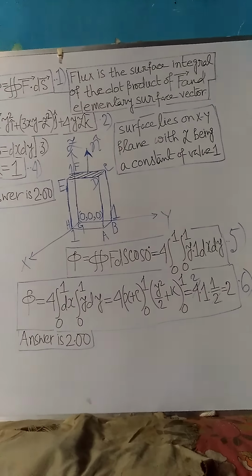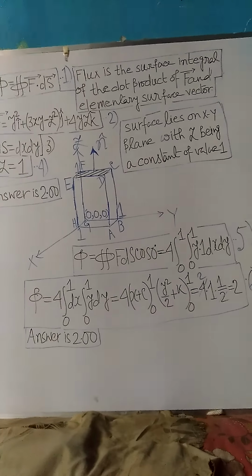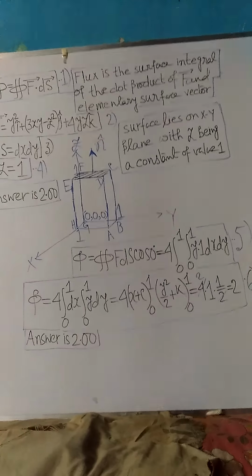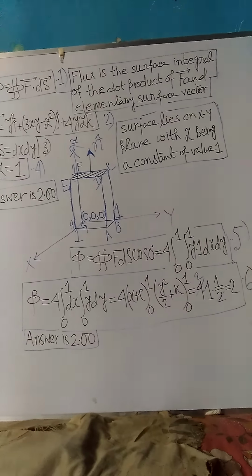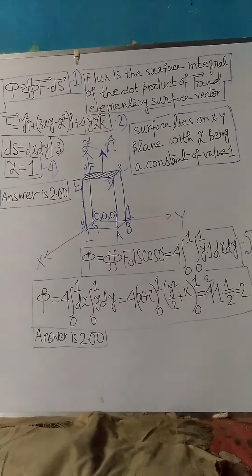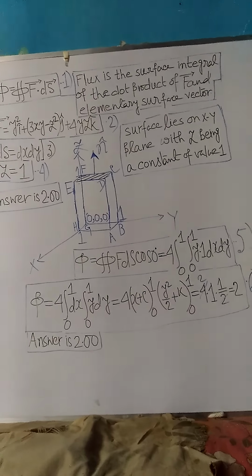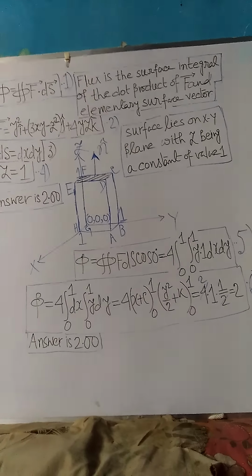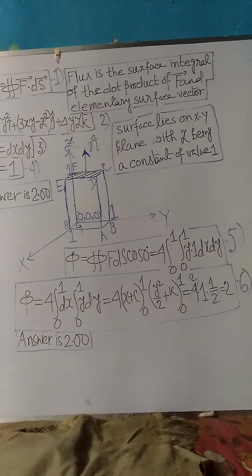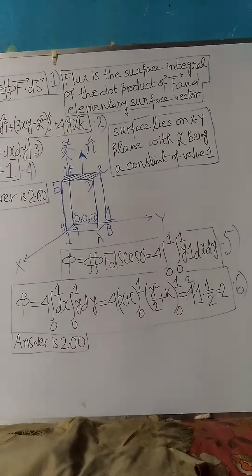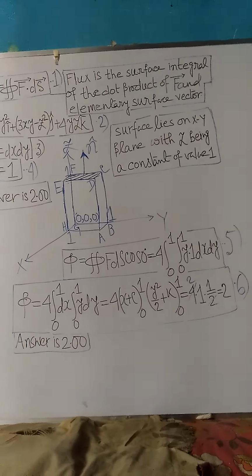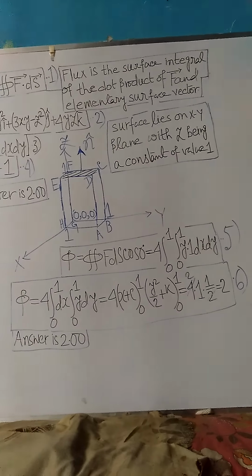Well, we start the solution by remembering the definition of flux of a vector function f over an arbitrary closed surface, which is mathematically stated in equation 1. So at first, please look at equation 1. And as known to us, flux is the surface integral of the dot product of f vector and elementary surface vector, as written inside the box just adjacent to equation 1.